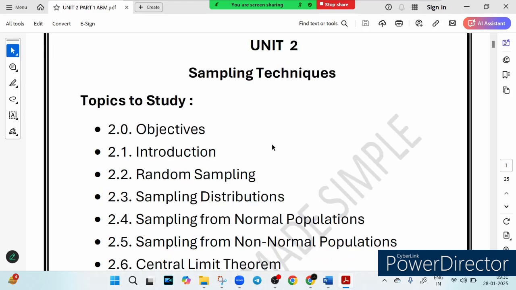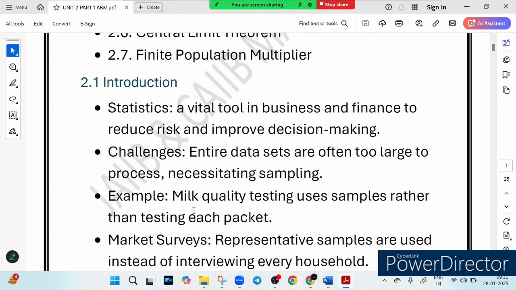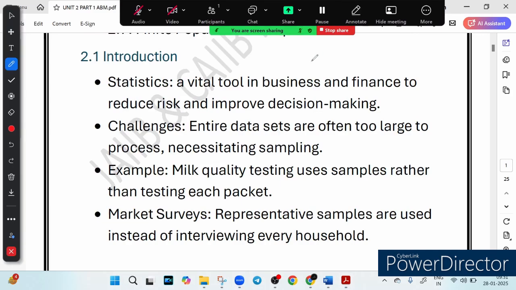So first of all, let us see what are the topics which we have to study. Objective, introduction, random sampling, sampling distributions, sampling from normal population, sampling from non-normal population, central limit theorem, and finally we will conclude with finite population multiplier. So we will cover it step by step. Let's start with the first topic, the introduction.